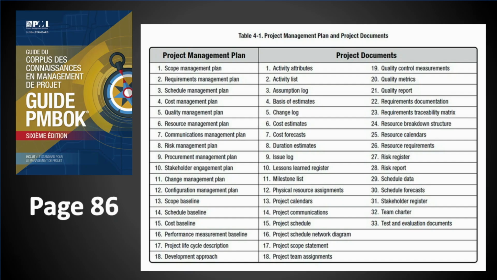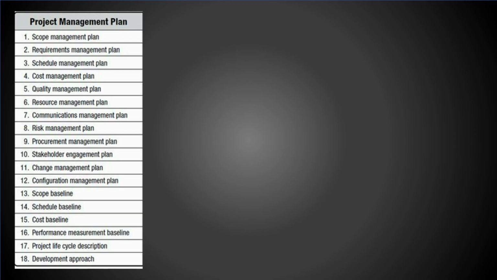In PMBOK 6th edition Table 4-1 for Project Management Plan and Project Documents, here are the list of those items. For this video, we will tackle about Project Management Plan. We will not tackle much in details of each project plan, but we will give an overview of each. These are the 18 project management plans mentioned.